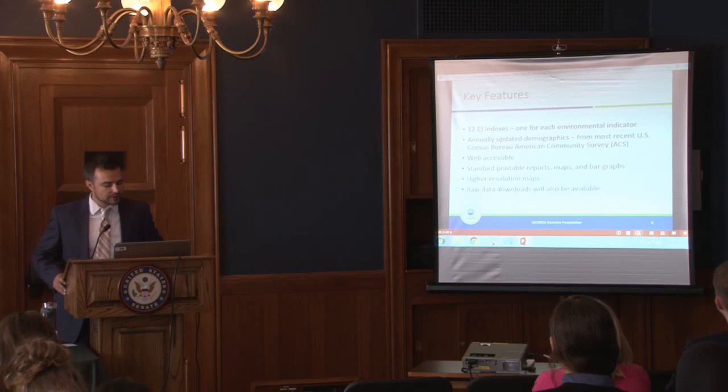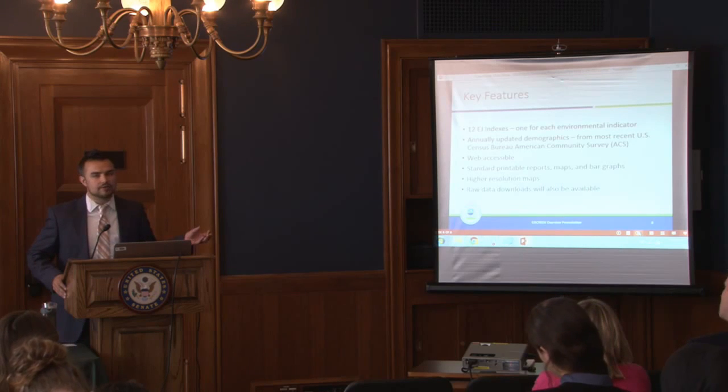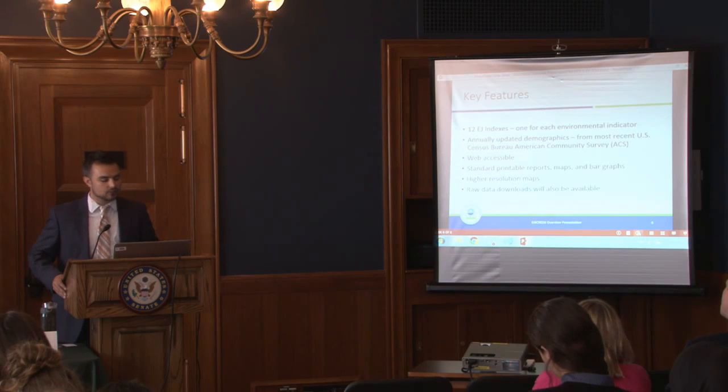So some of the key features in the tool, we have 12 environmental justice indexes, and I'll be demonstrating those soon. What those do is actually combine demographic information with environmental information, so we know those places that are truly most vulnerable and susceptible, and we can prioritize those places when we're doing analysis at EPA.